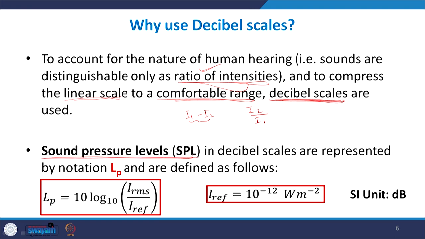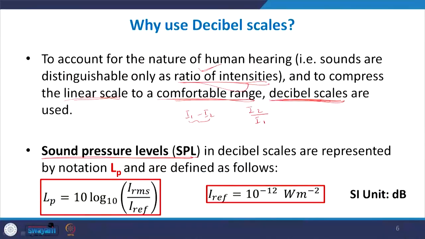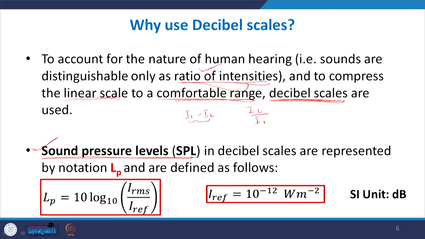The most common term used for such a decibel scale is sound pressure level. So now we know why we use decibel scales: first of all, to be more aligned with the data of human hearing, as well as to get a more comfortable scale with fewer divisions. When the acoustic pressure is represented in a decibel scale, it is called sound pressure level or SPL. This is the term which you will very commonly encounter in any noise control application. It is also represented by the symbol LP, which means the level of the pressure, or the sound pressure level.